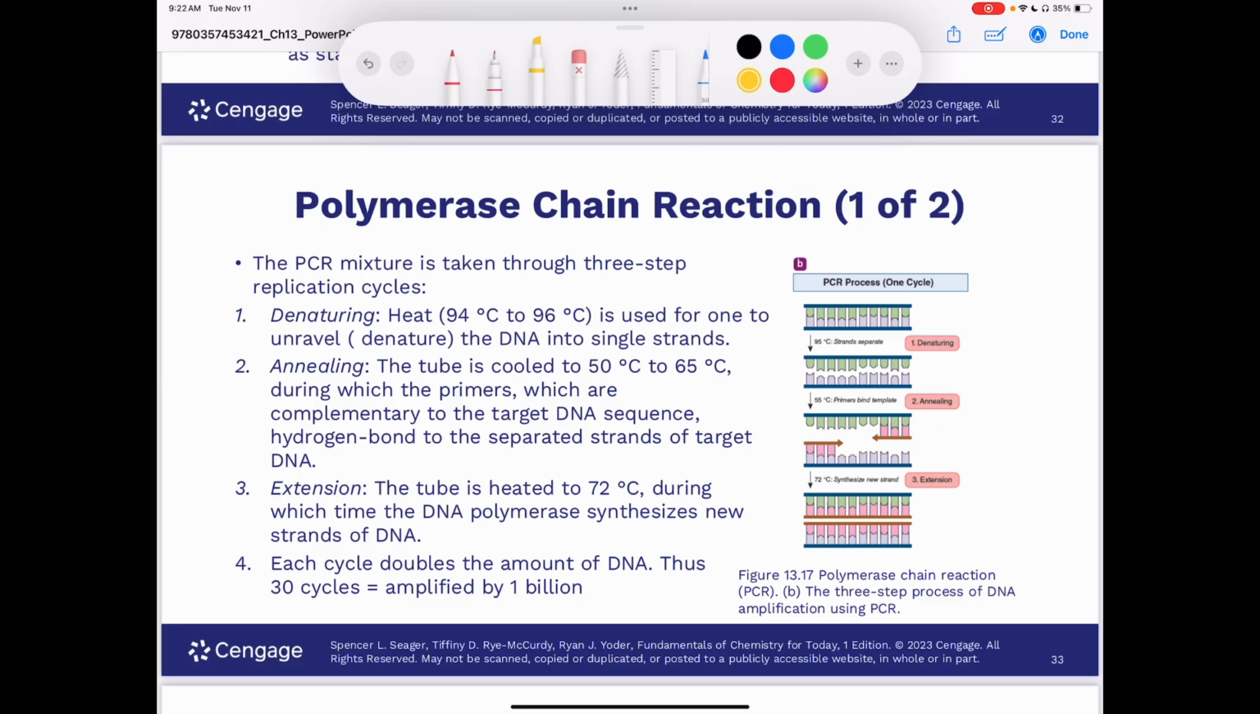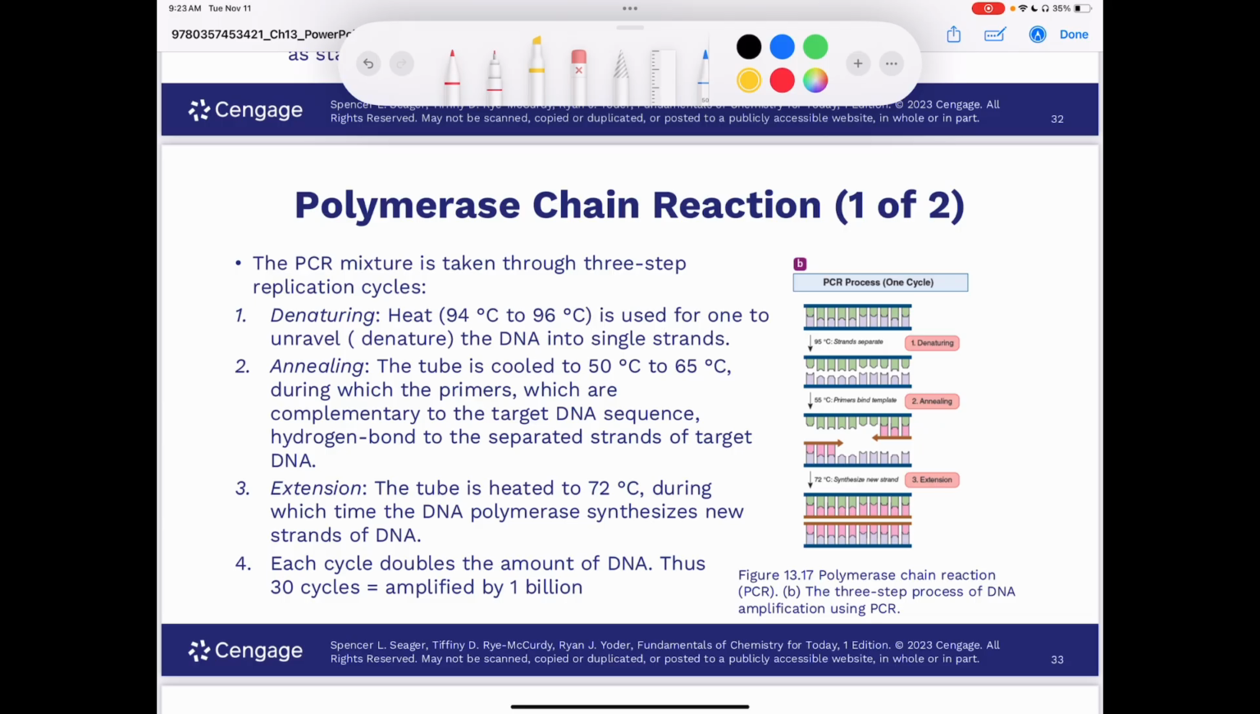Step two is annealing. So we cool the tube to 50 to 65 degrees Celsius for 1 to several minutes, during which the primers, which are complementary to the target DNA sequence, hydrogen bond to the separate strands of DNA. In step three, extension, the tube is heated to 72 degrees Celsius for 1 to several minutes, during which time the DNA polymerase synthesizes new strands of DNA.